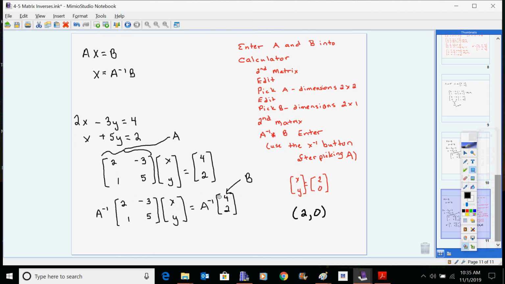An inverse times its original matrix gives you that identity matrix with the 1s down the side, which is really the equivalent of just 1 times something. And so our XY comes out right here. And then that wraps up this particular thing that we're going to take care of.